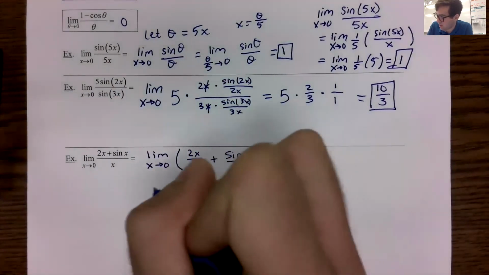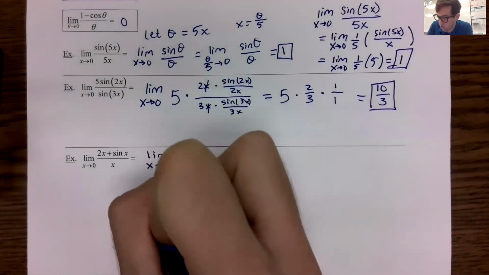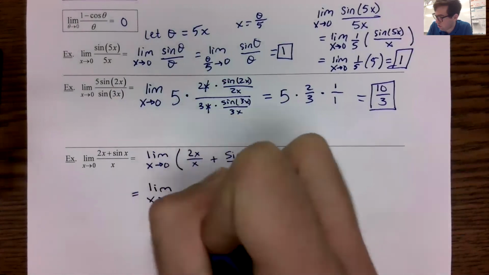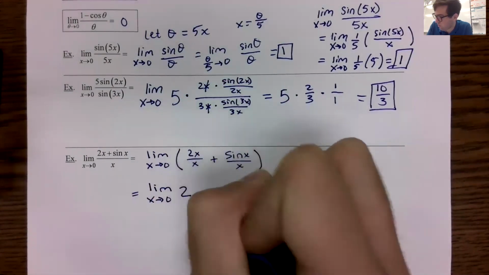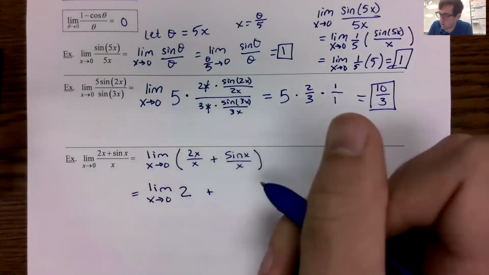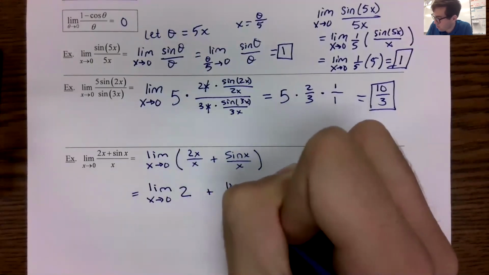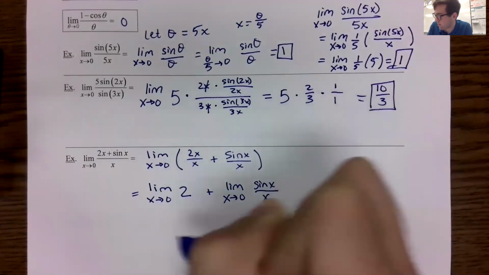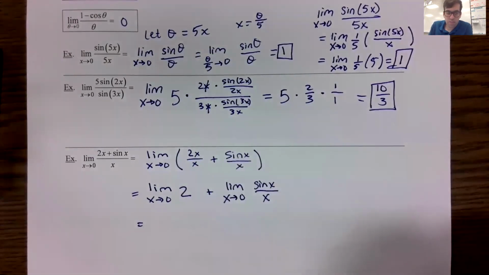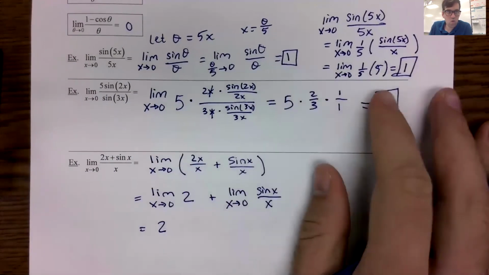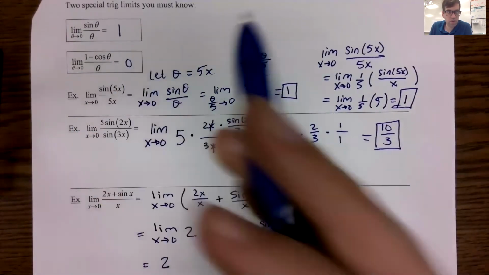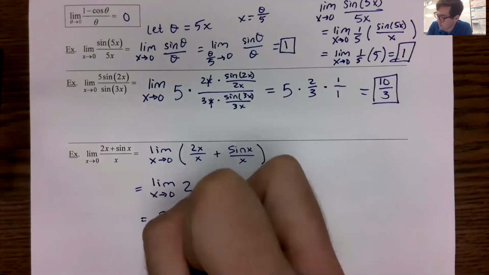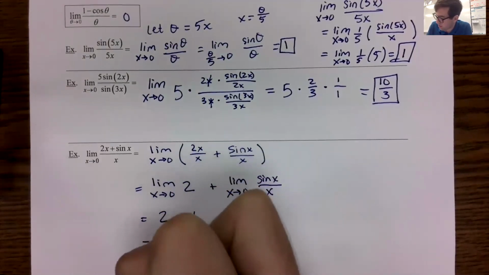And this becomes 2 different limit statements. So we have the limit as x approaches 0 of 2, right? Because the x's can cancel. And then we have the limit as x approaches 0 of sine x over x. The limit as x approaches 0 of 2 is just 2. The limit as x approaches 0 of sine x over x, if we look up here, that's going to be 1. So this answer here is 3.